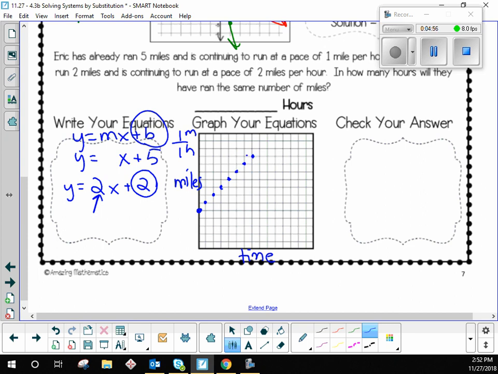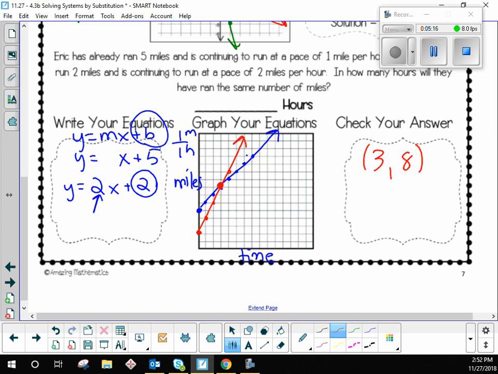And then the next one starts at 2, and it goes up 2 over 1, and I'll do that until they intersect, which is right there. Yeah, so that point is 3, 8.